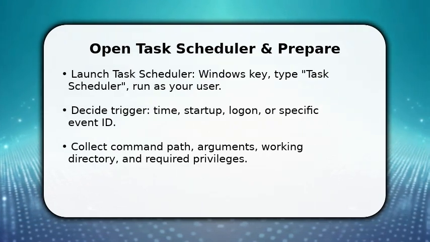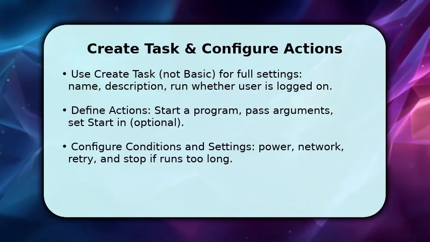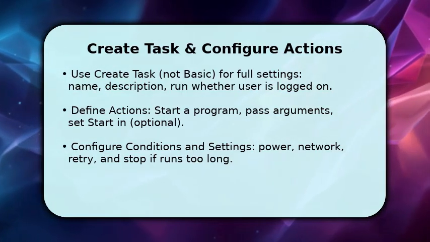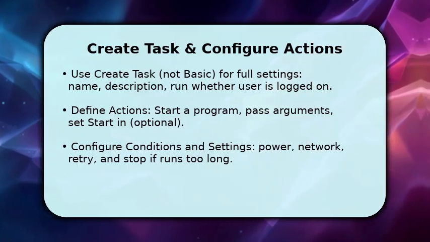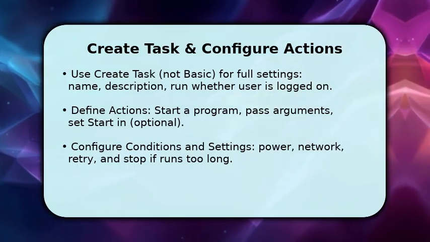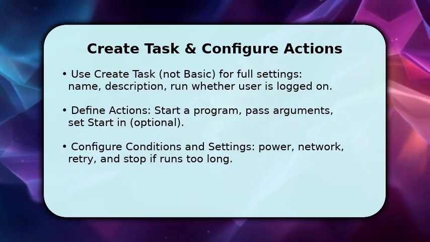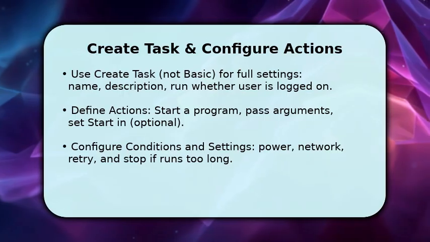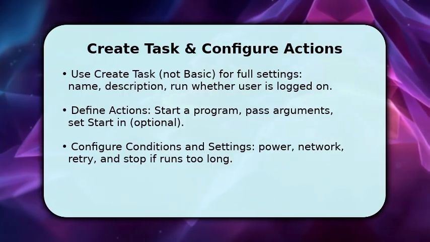Now you'll create a task and configure the actionable parts. Choose Create Task to access all options, give it a clear name and description, and decide whether to run when the user is logged on or not. This affects interactivity. Under Actions, point to the executable, include arguments, and set a start in directory so relative paths work.